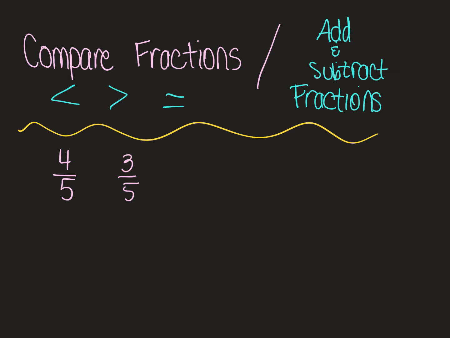Our first example, super easy. They have the same denominator, so we just need to look at the numerators. Which numerator is bigger? 4. 4 is bigger than 3, so 4/5 is bigger than 3/5.